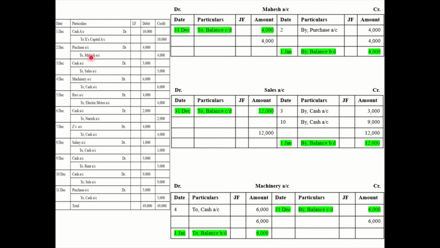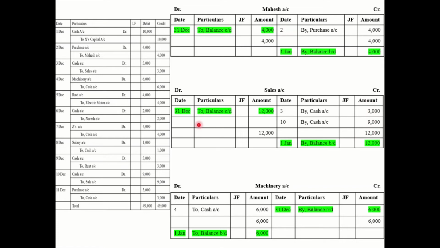After Mahesh, we are going to prepare the sales account. Okay, sales account. Sales account entry on 3rd December is on the credit side. That date's debit account we record on the credit side, that is 3rd December by cash account rupees 3,000. Then 10th December, sales account entry is on the credit side. That date's debit account we record on the credit side, that is 10 December by cash account rupees 9,000. Now the total of the credit side is 12,000.